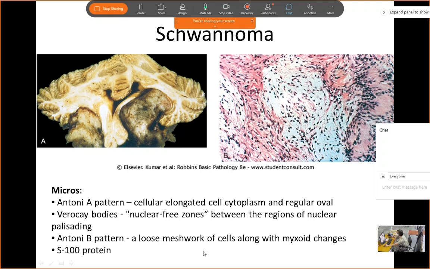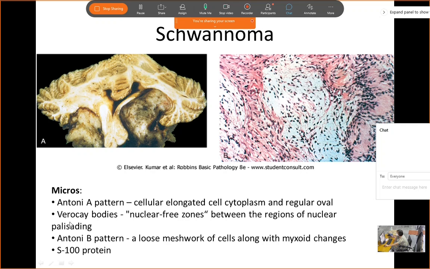Okay. Antoni B is these areas, which is the same thing, but as if you have poured, there's some myxoid change or a lot of dilution or something like that. So much less cellular, appearing a little bit myxoid or whitish. You can still see the spindle nuclei, which is the same here, but it's less cellular. So that is Antoni B. Okay. So Antoni A is cellular, elongated cell cytoplasm, whereas Antoni B is a loose meshwork of the same cells with myxoid change. Okay, and the color difference is dark in here.